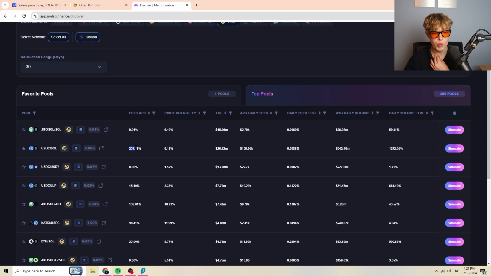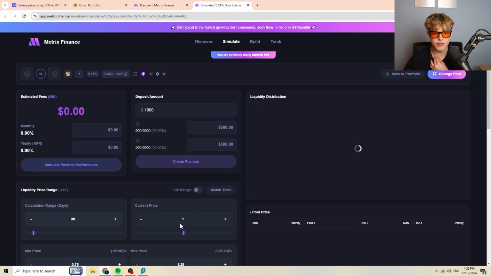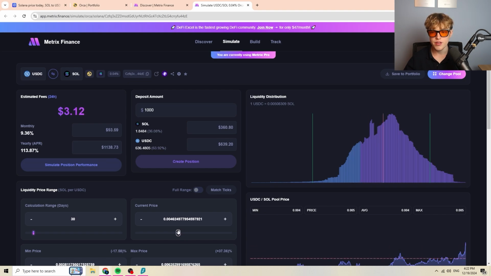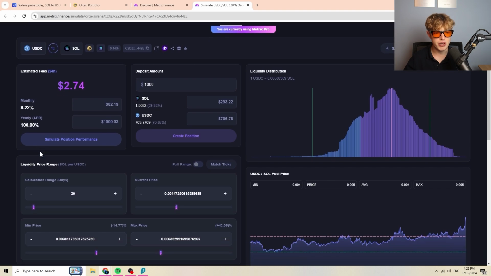Now this one is showing 237% fees APR. That is a bit skewed. So let's go ahead and hit the simulate position and move the current price to where the liquidity is, so we can try to get a more accurate representation of the APR. So I'm going to go ahead and move this over to where there's high liquidity. Okay, you can see it's about 100% yearly APR at the moment.